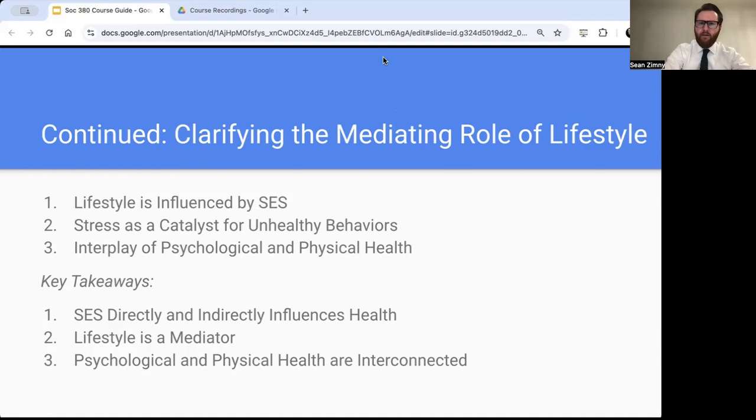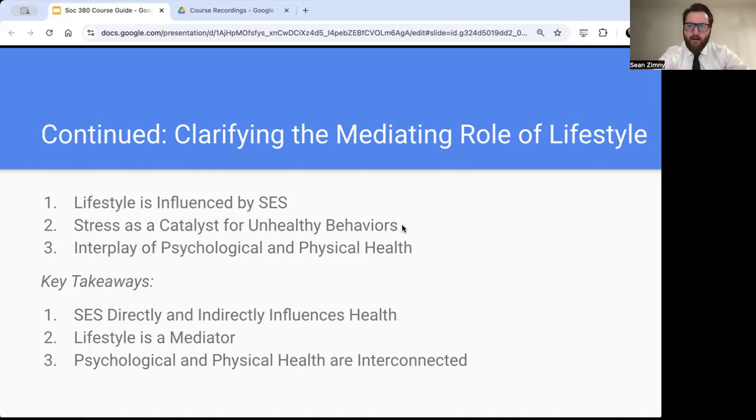And then just a couple of other key takeaways that I'd like you to make sure you're bringing back from this reading is that, one, socioeconomic status directly and indirectly influences health. So direct impacts include access to healthcare and access to resources. Your indirect impacts involve stress levels and resulting psychological health challenges. Number two, that lifestyle is a mediator. So healthy behaviors, things like diet and exercise, partially explain the link between socioeconomic status and health outcomes. Low socioeconomic status often restricts access to health promoting behaviors, while high socioeconomic status oftentimes facilitates them.